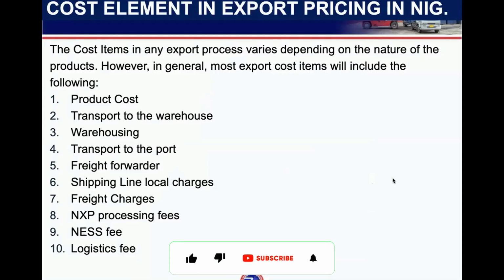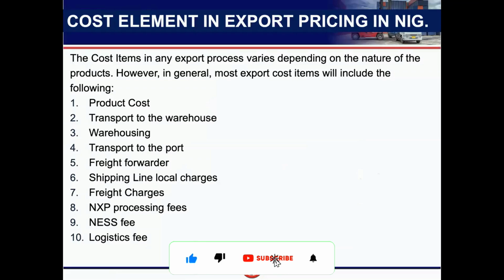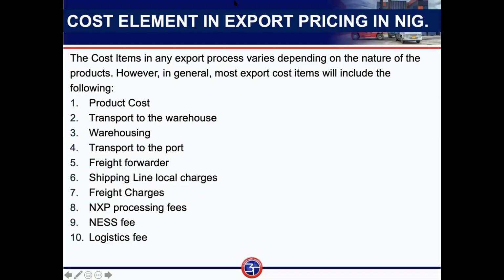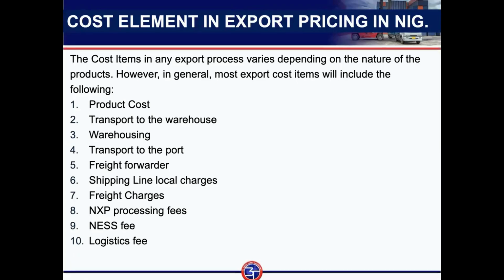Right, so let's just have a recap of what we discussed. The cost item in any export transaction or process varies depending on the nature of the product. However, in general, most export costs will include the following: product cost, transport to the warehouse, warehousing itself, transport to the port, freight forwarder, shipping line local charges, freight charge, NXP processing fee, NES fee, logistic fee. These are all the costs.